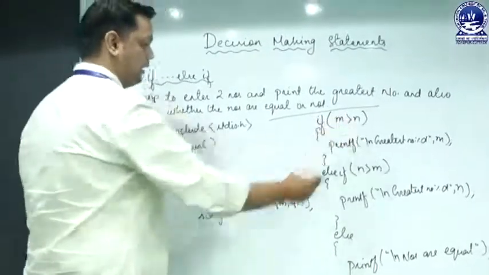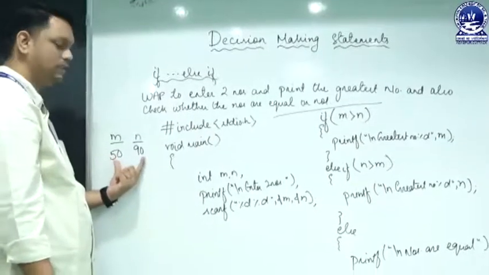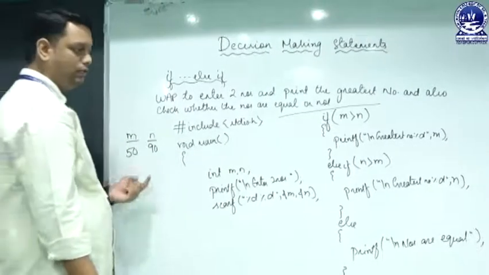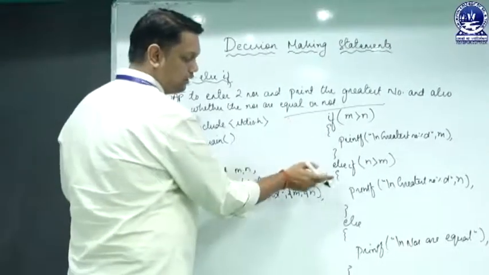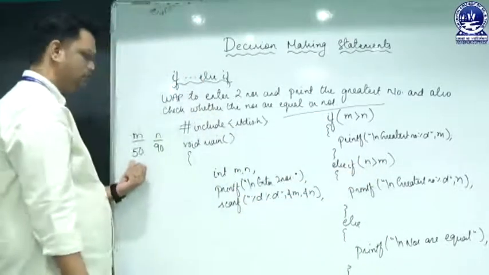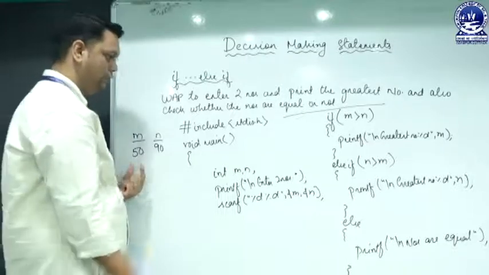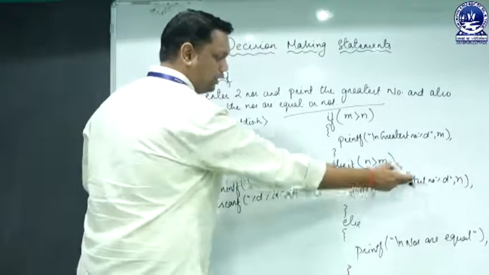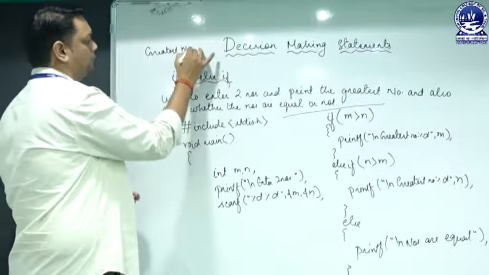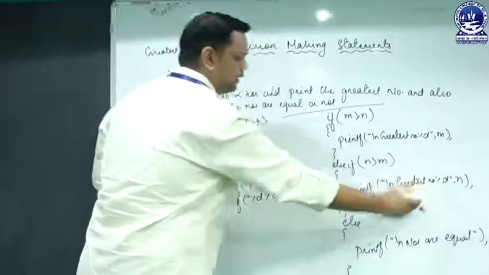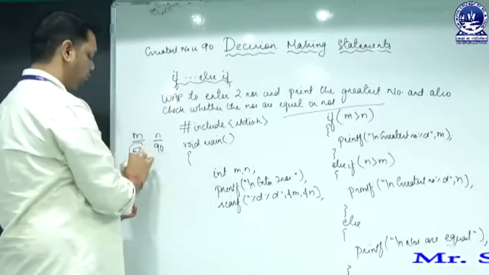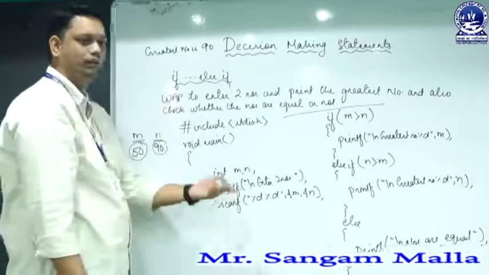Is 50 greater than 90, true or false? It will return false because 50 is not greater than 90. So it will not enter the if block, and it will come to else if. Now it will check whether n is greater than m, is 90 greater than 50? Yes, true. So it will enter the else if block and print "greatest number is", and in place of %d, the format specifier, it will print the value of n, that is 90. So between these two numbers, 90 is the greatest number and we have found the result.